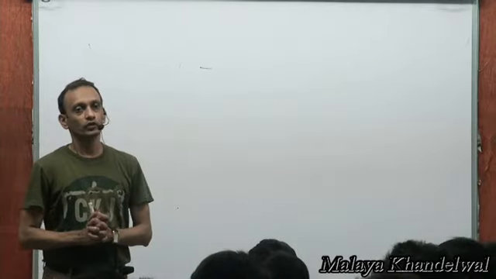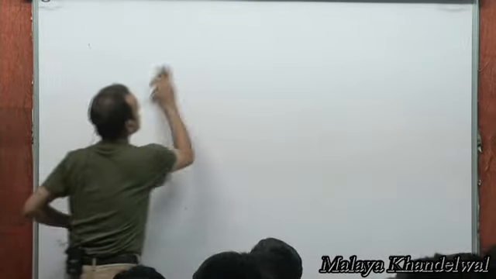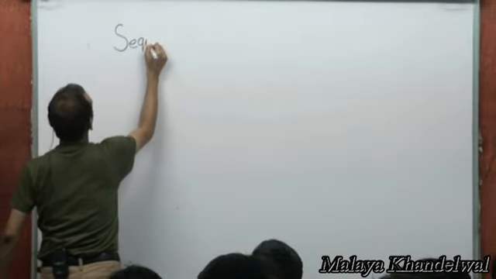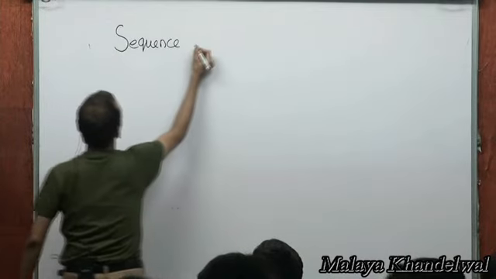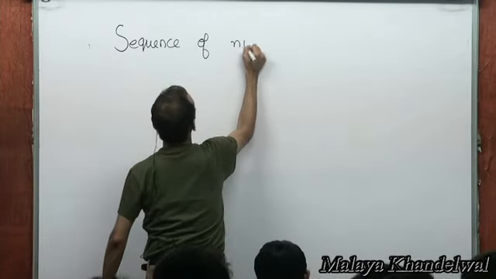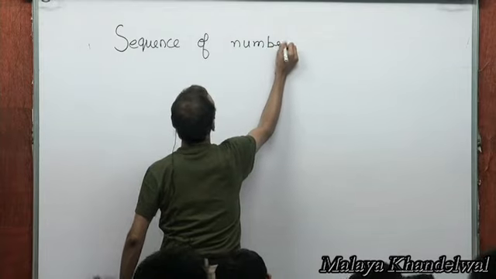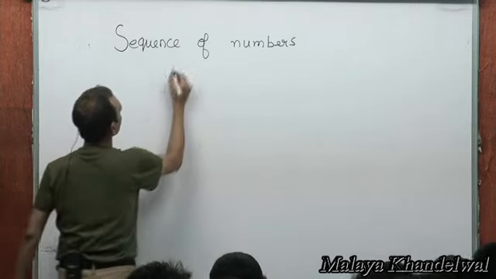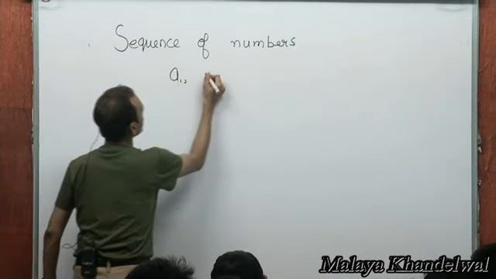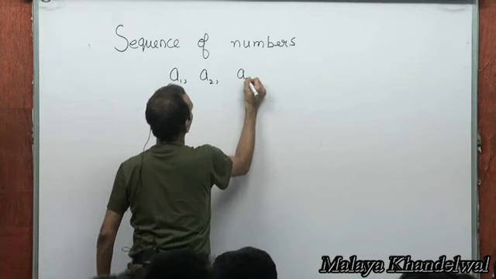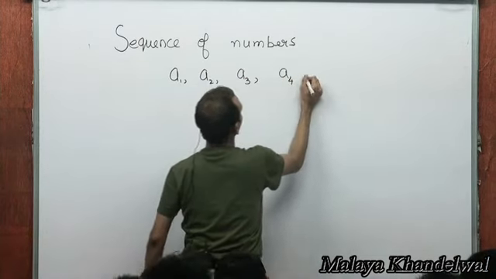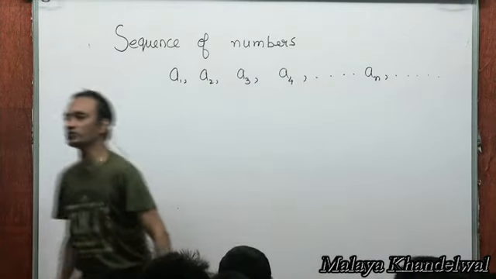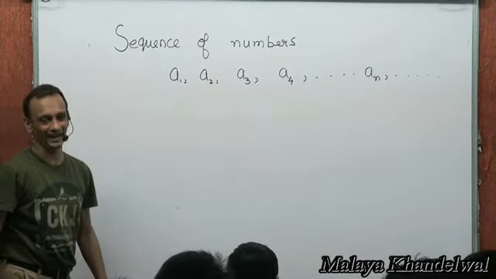So now we are going to talk of a sequence of numbers, say A1, A2, A3, A4, AN, etc. A sequence of numbers of this kind.